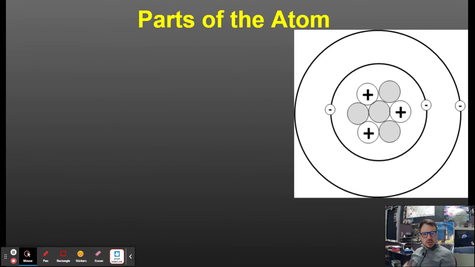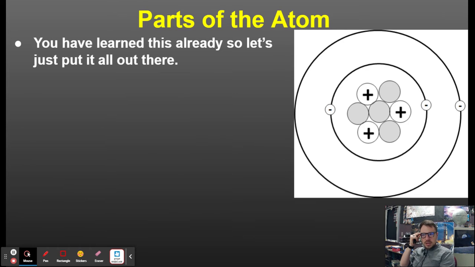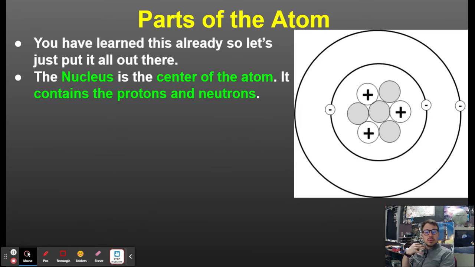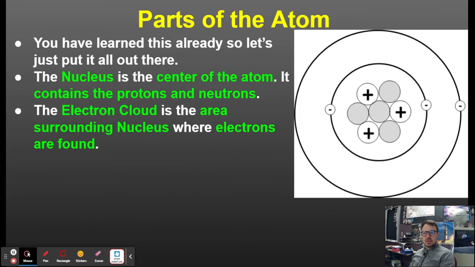So this is how we look at atoms, right? You've probably already looked at the atom. We know that the nucleus is the center of the atom. It contains the protons and neutrons, right? Those nucleons. The electron cloud is the area surrounding the nucleus where electrons are found.